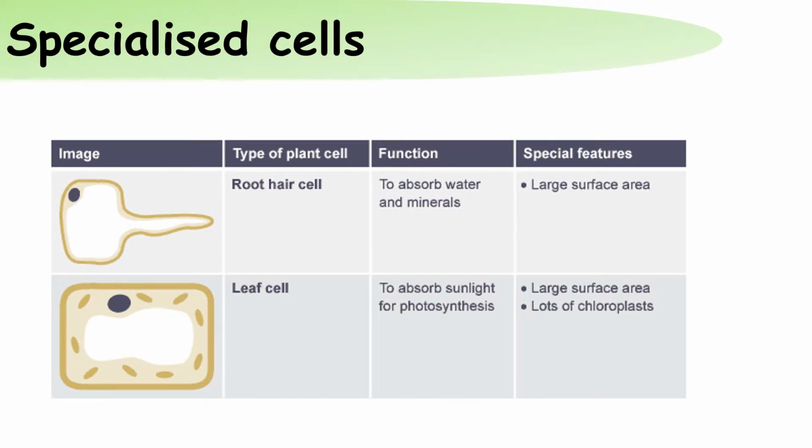In plants, a specialised cell that absorbs water and minerals is a root hair cell. Root hair cells have a large surface area. In a plant, the palisade cell or a leaf cell absorbs lots of sunlight, it has lots of chloroplasts, so carries out lots of photosynthesis.